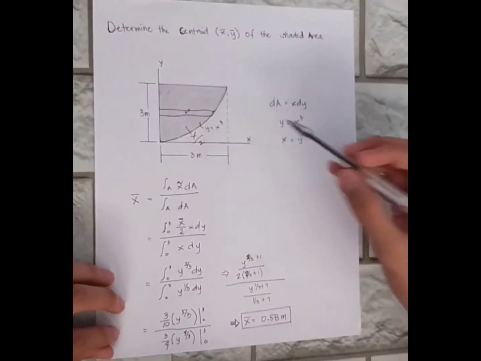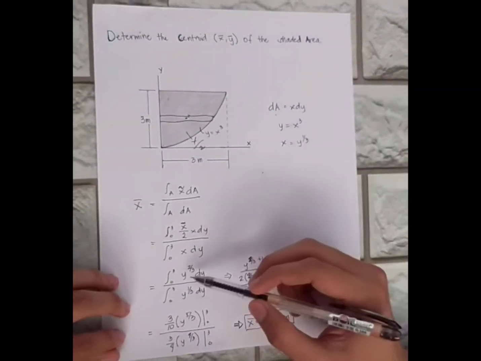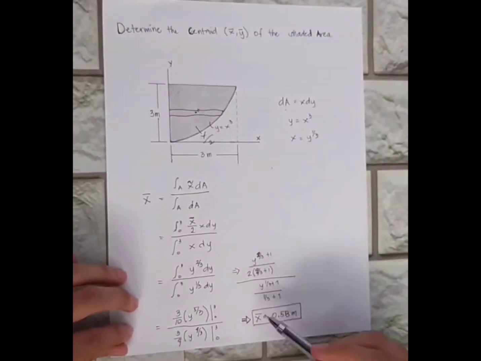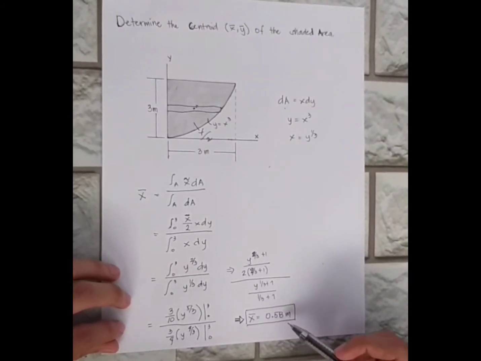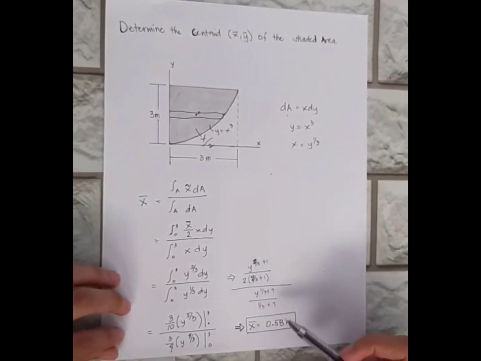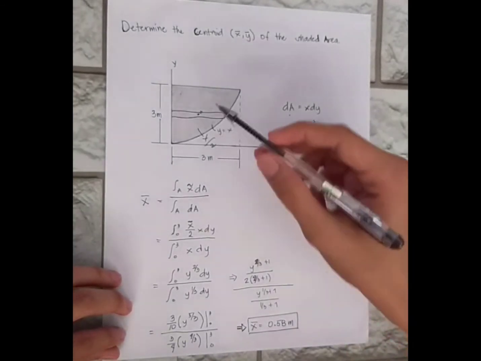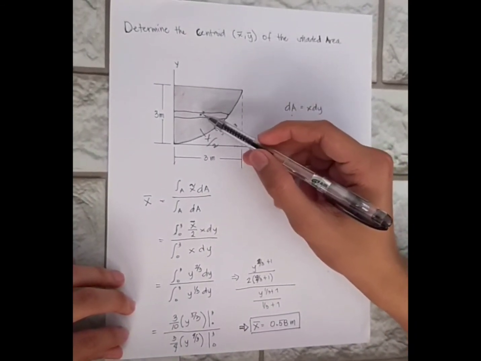After that, we can input the values in our integral equation so that we can get the answer: x bar is equal to 0.58 meters. By integrating, we can get this answer, and we can assume that this will be our x bar.